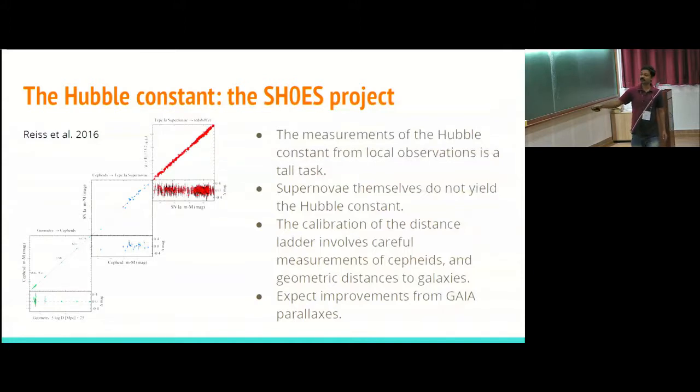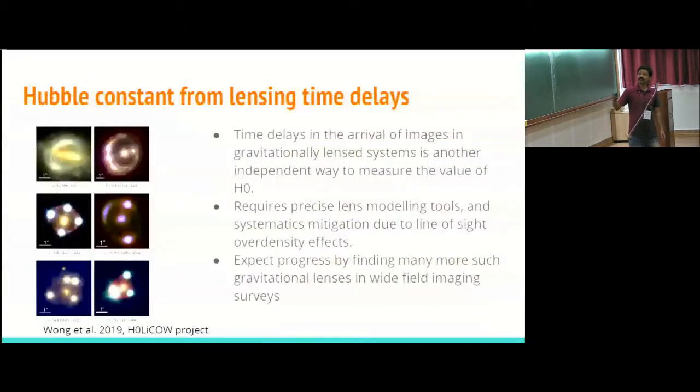Of course, you can expect improvements from Gaia parallaxes that will help you to tie and pin the Hubble constant down even further. The other thing you can do, as I told you, is use gravitational lensing, right? You can measure the time delays of each of these systems, but then there are lots of degeneracies as well in terms of what the lensing model is for this particular galaxy, okay?